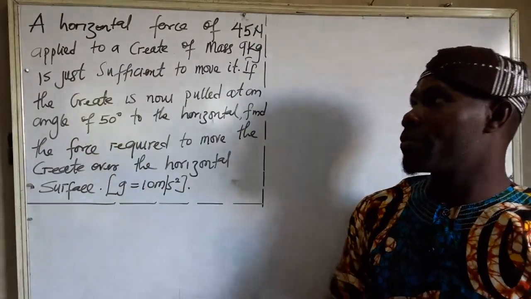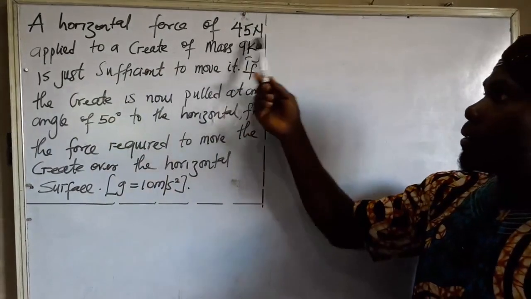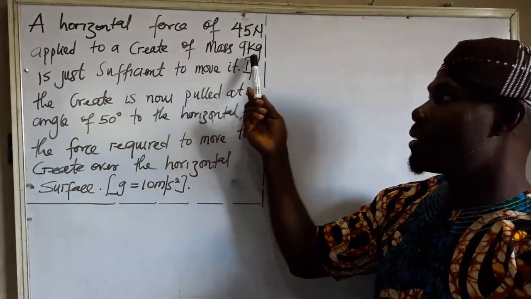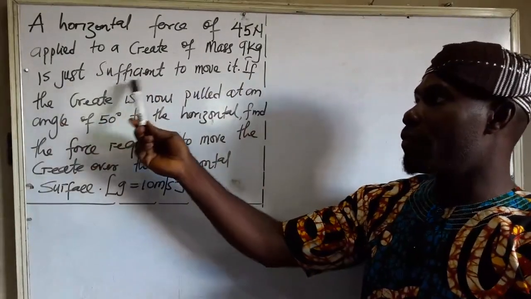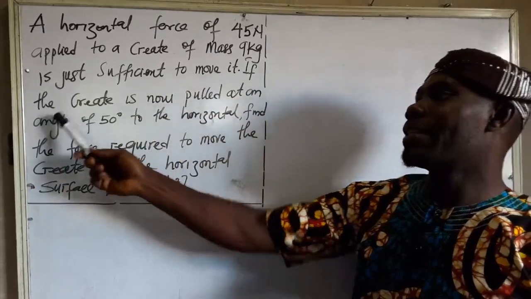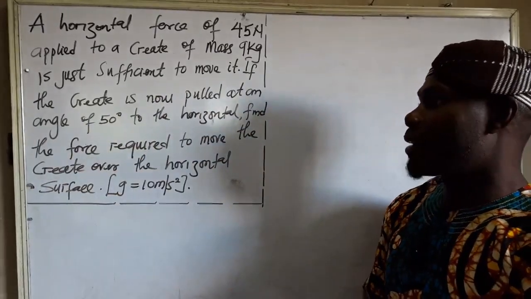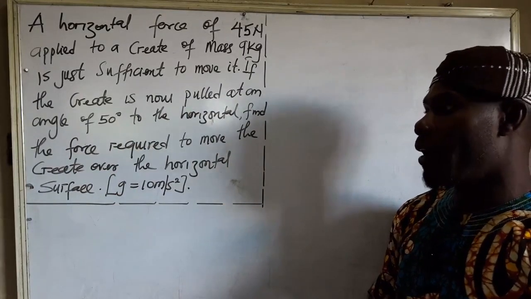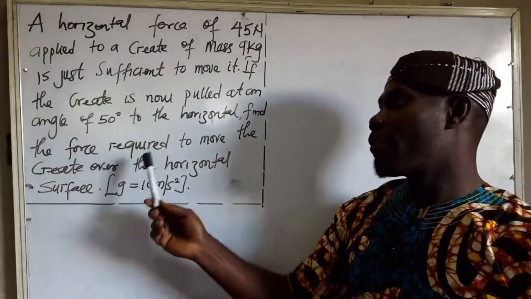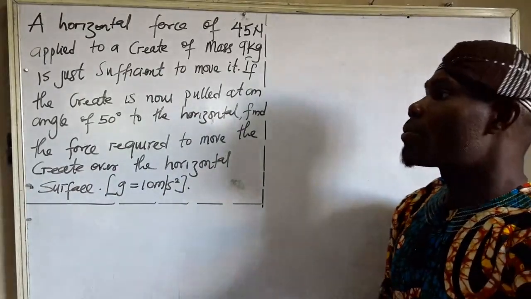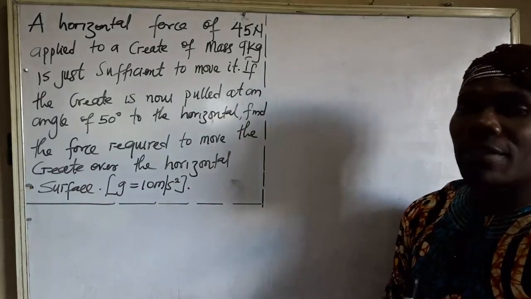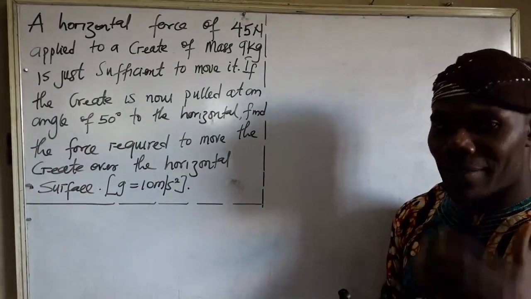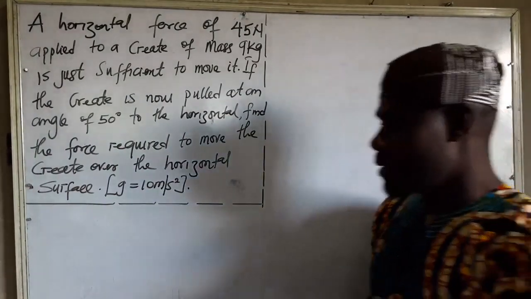A horizontal force of 45 Newton applied to a crate of mass 9 kg is just sufficient to move it. If the crate is now pulled at an angle of 50 degrees to the horizontal, find the force required to move the crate over the horizontal surface. In solving a question of this nature, the first thing you do is interpret it sentence by sentence. Let's have a little drawing.